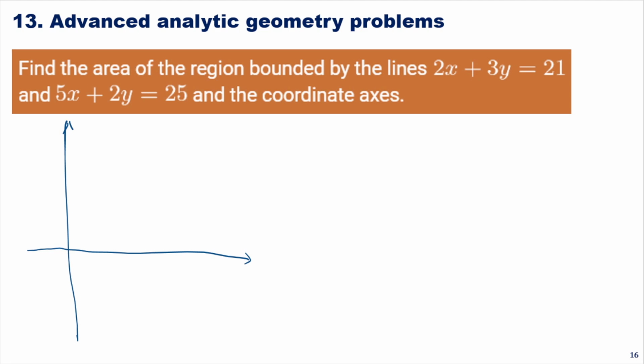The first line must cross the points (0, 7) and (10.5, 0). This is the first line, right?